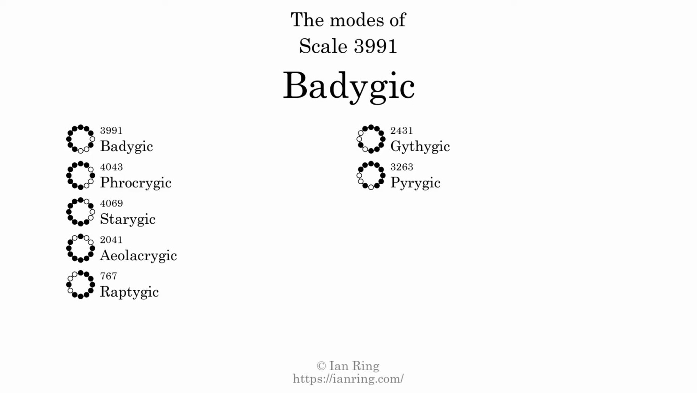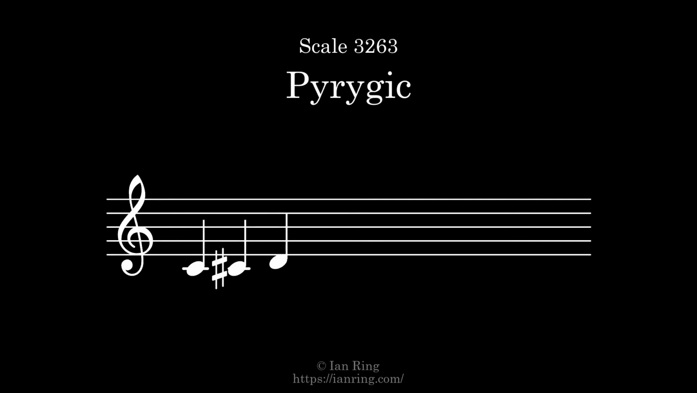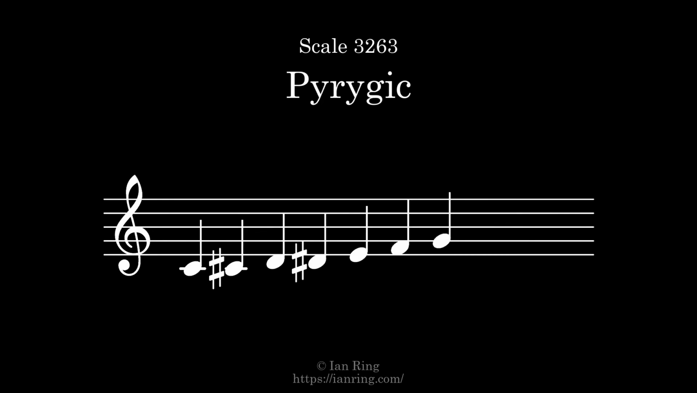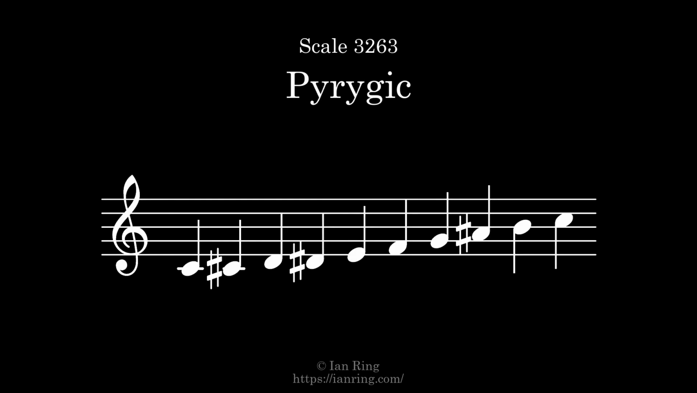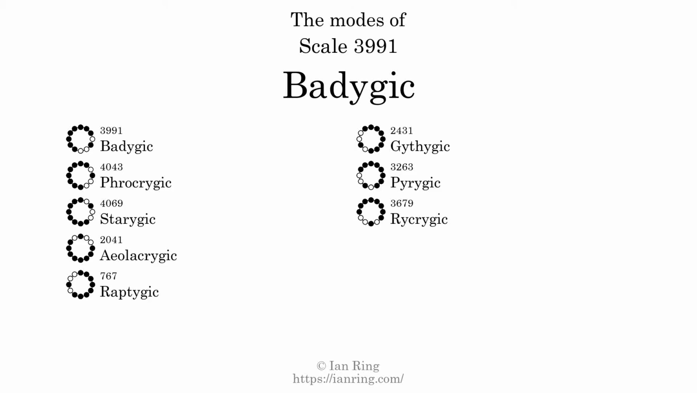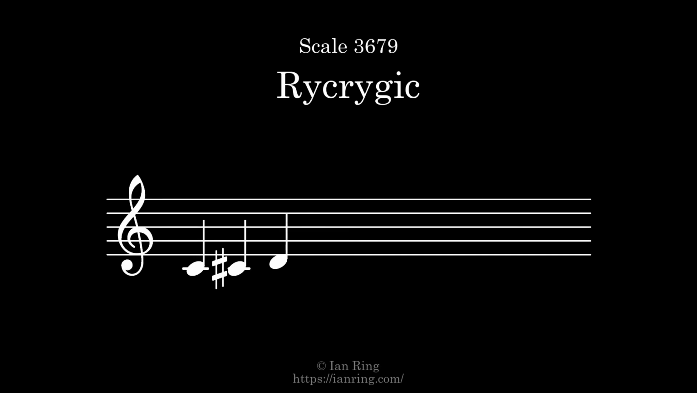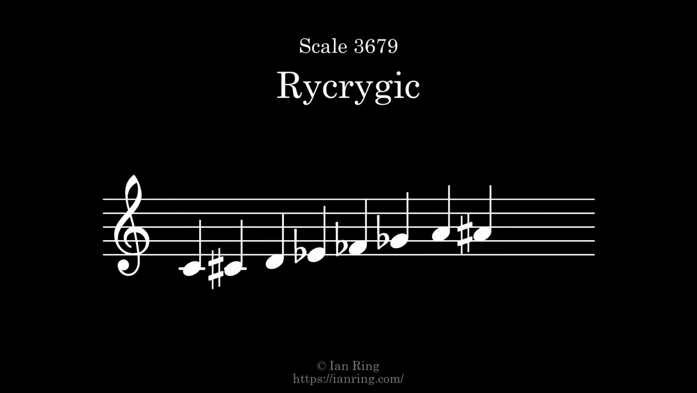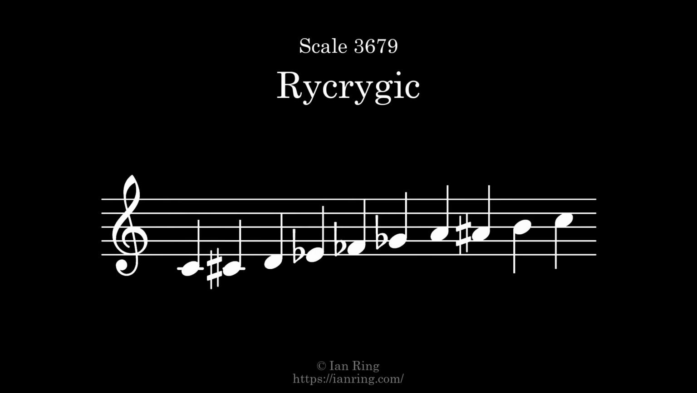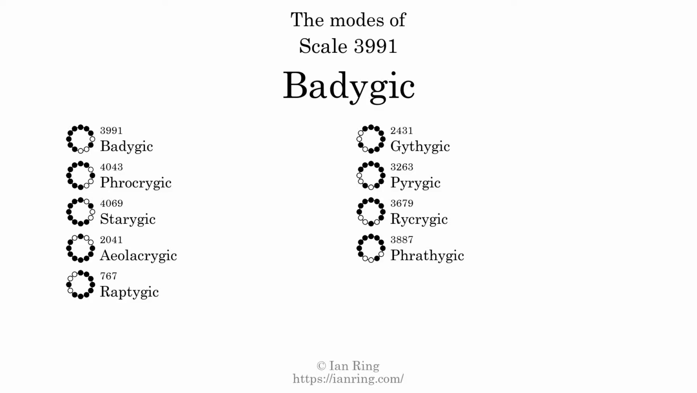The seventh mode is scale 3263, also known as Badygic. It sounds like this. The eighth mode is scale 3679, also known as Badygic. It sounds like this. The ninth and last mode is scale 3887, also known as Badygic. It sounds like this.